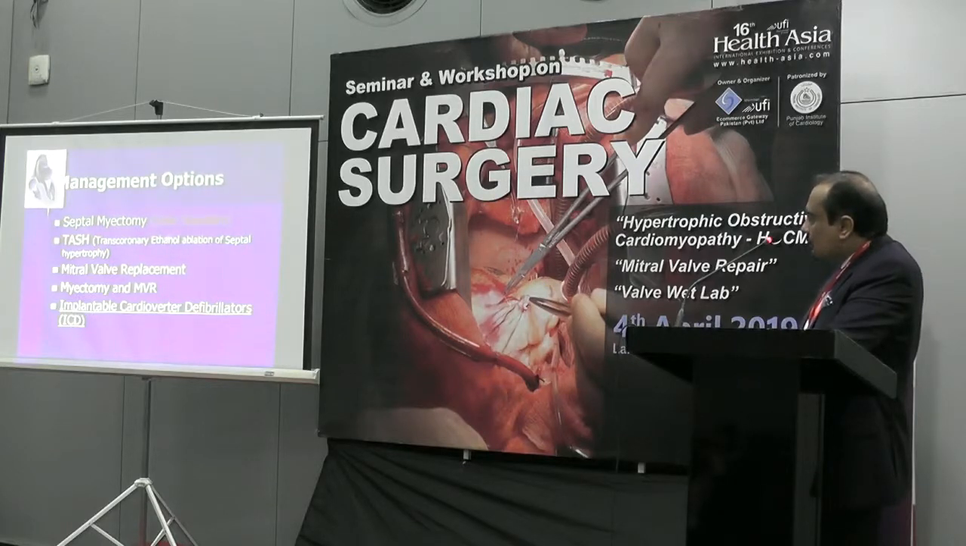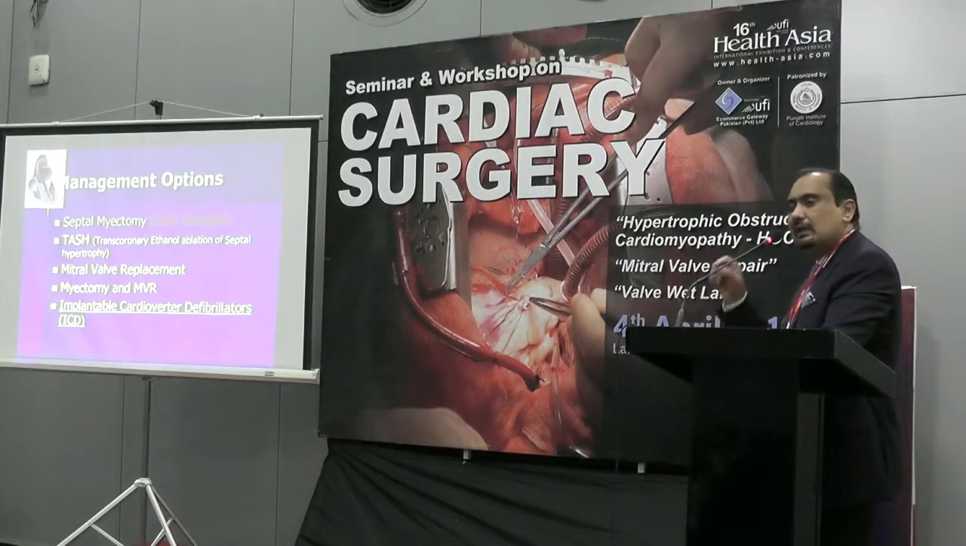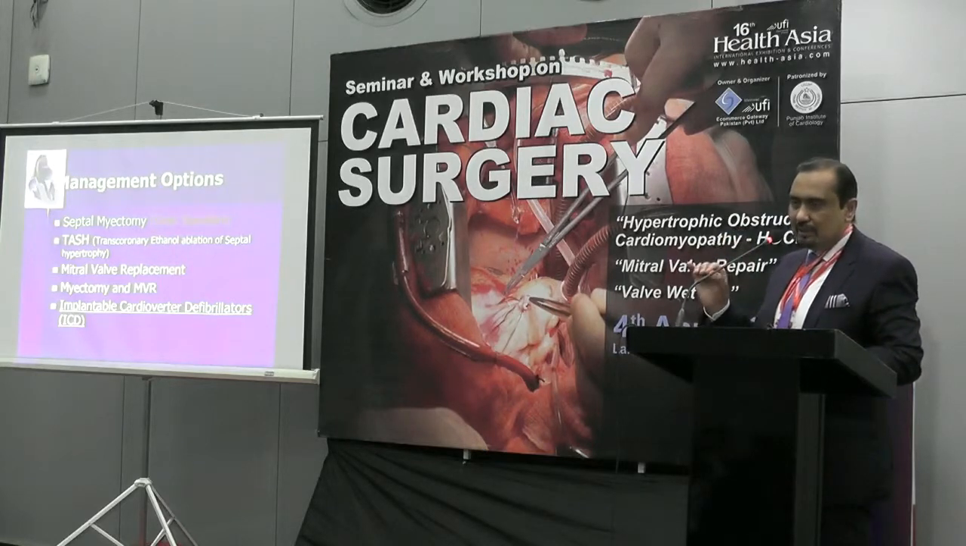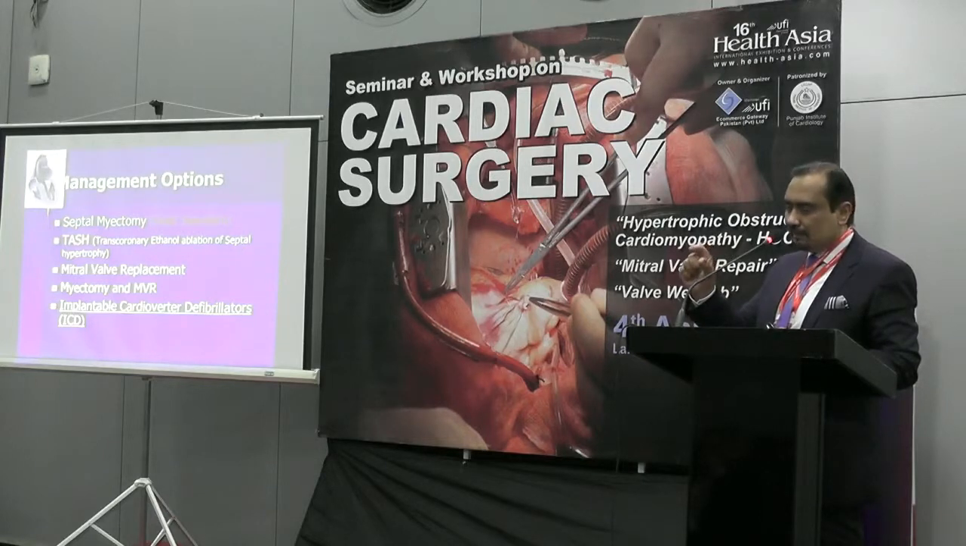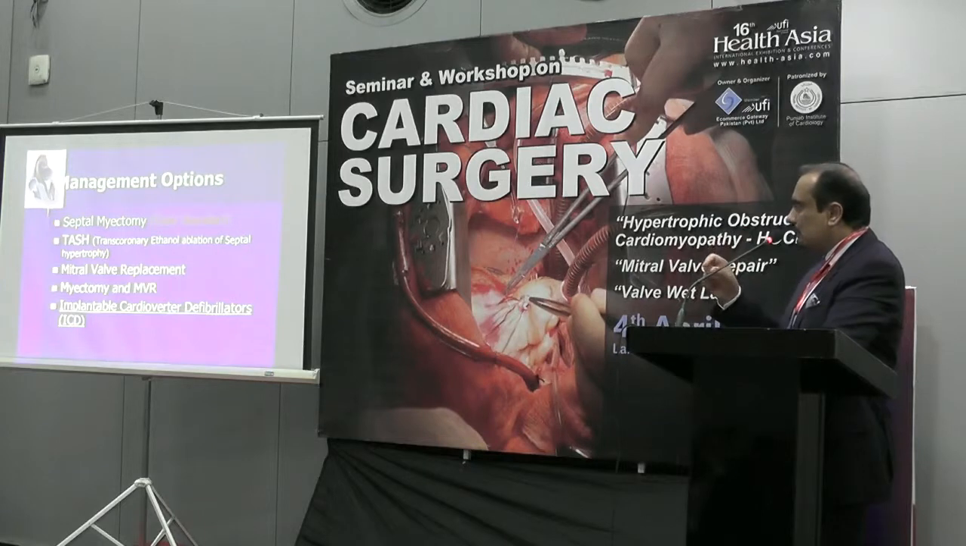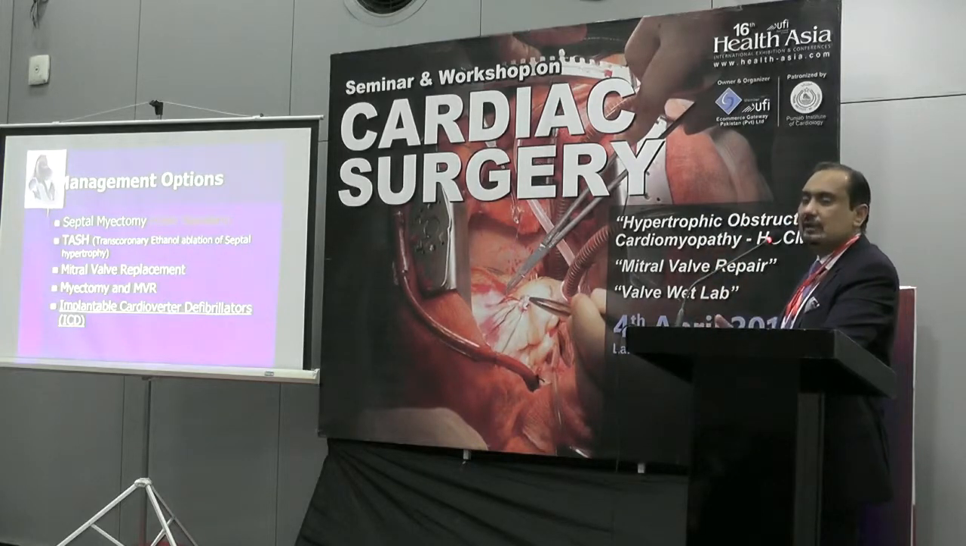This is TASH, transcoronary alcohol ablation of the septal hypertrophy. So what you do, just like in angiography, you go into the coronary left anterior descending artery, go into the septal branch if you find one, and you inject alcohol. It causes the infarction over there, as you can imagine, and leads to shortening of the muscle as a result of infarction. But it does have a lot of complications like arrhythmias or other complications. If the muscle is very, very thick, this is not something which works.